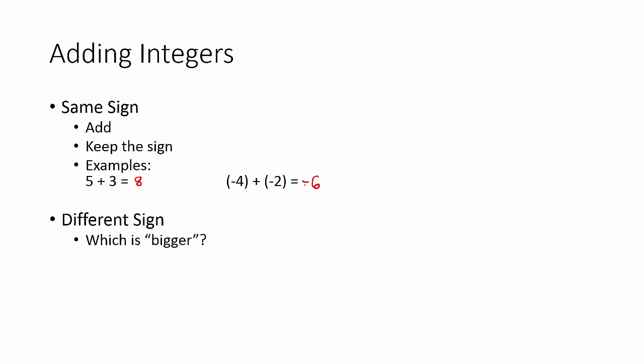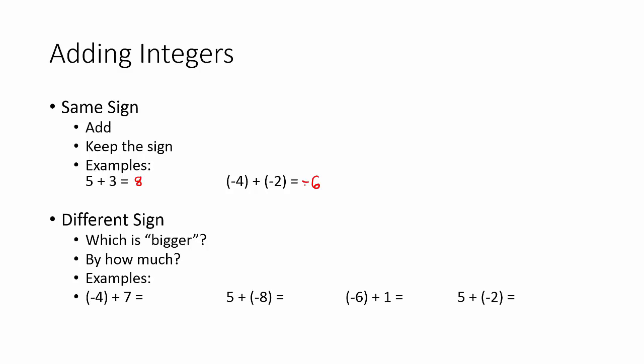Contrast this process with if we have different signs, one positive and one negative. We're going to ask ourselves which one is bigger. And ignoring the positive or negative, which number is bigger and how much bigger is it? How far apart are these numbers? So we've got a couple examples here. First, negative 4 plus 7.